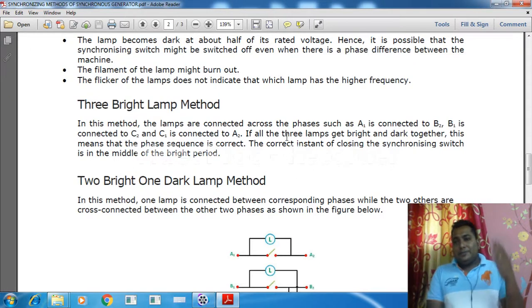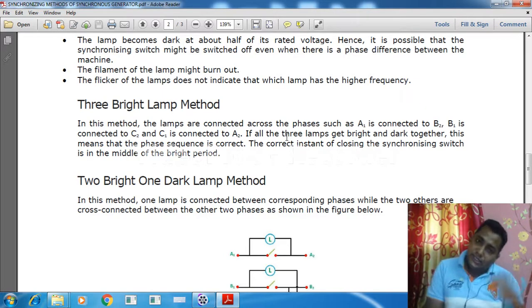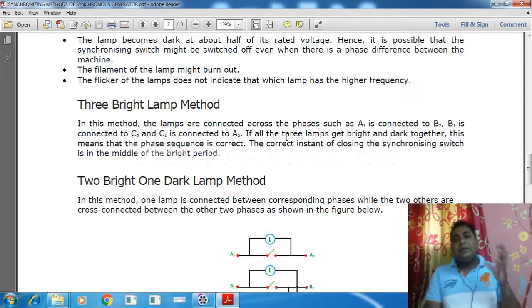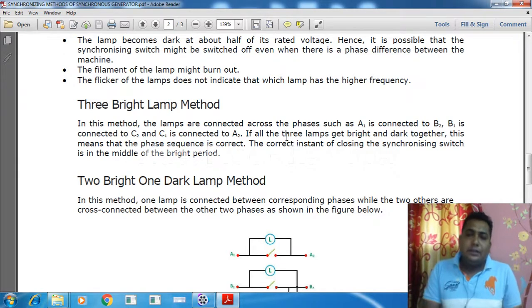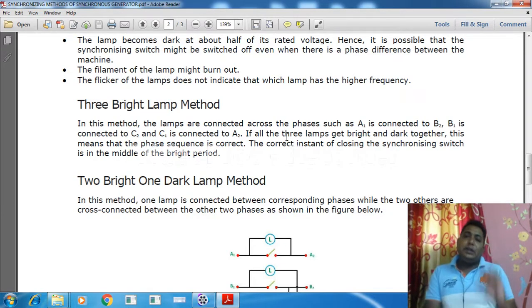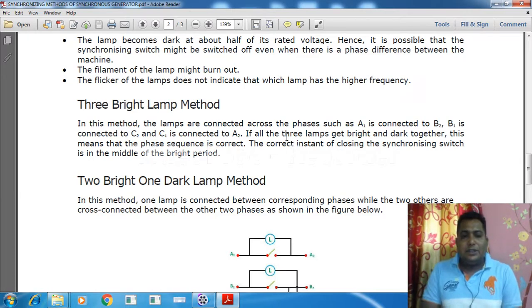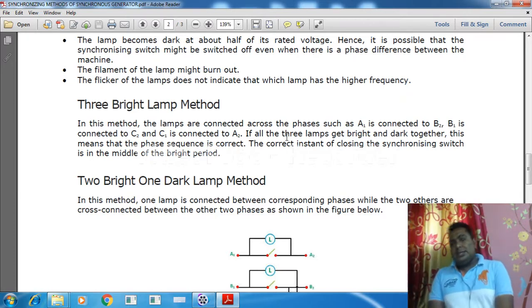So in this particular method, in the previous dark lamp method, when the bulbs are dark, at that time we close the synchronizing switch. In this bright lamp method, when all three lamps are lighting and dark in the same sequence, when they are at the brighter position, at that time we close the synchronizing switch.